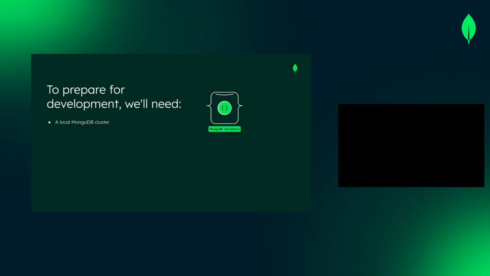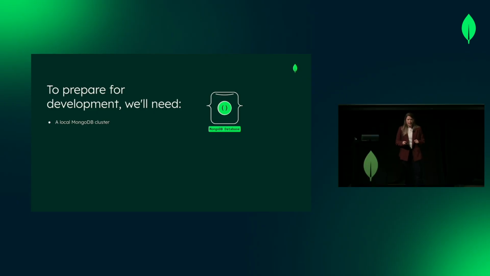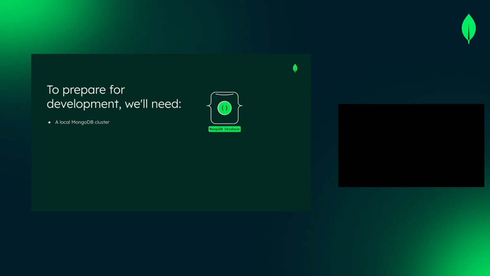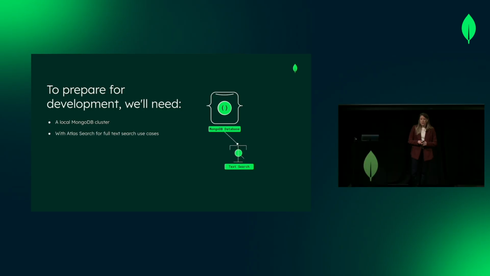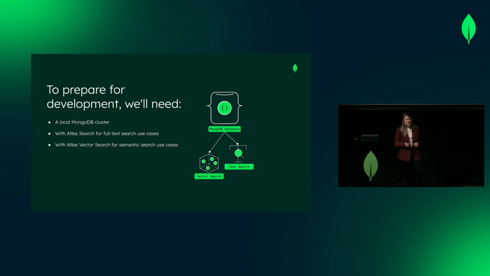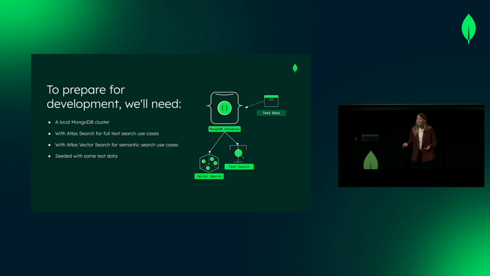So what else do we need? We said our application allows for users to search through the museum's collection with full-text search and semantic search. So our local cluster needs to be able to do both of these with Atlas search. And we also need to include Atlas vector search to develop our semantic search use cases. And of course, it's hard to develop and test our application without any test data, so we'll need that too.